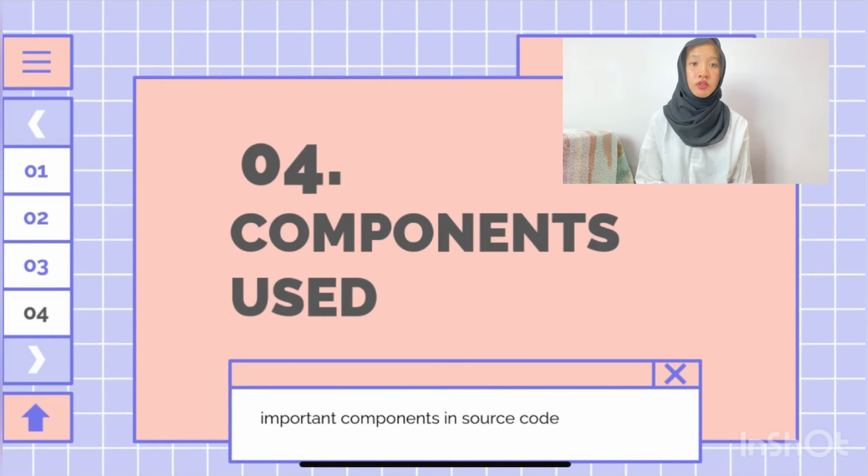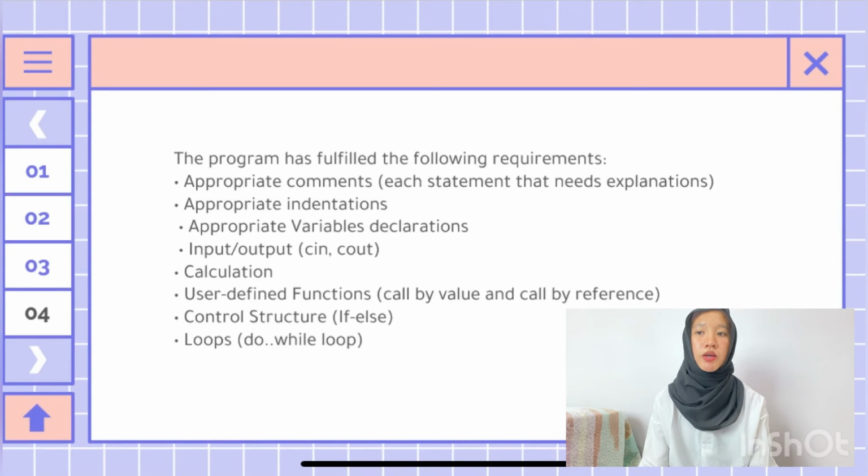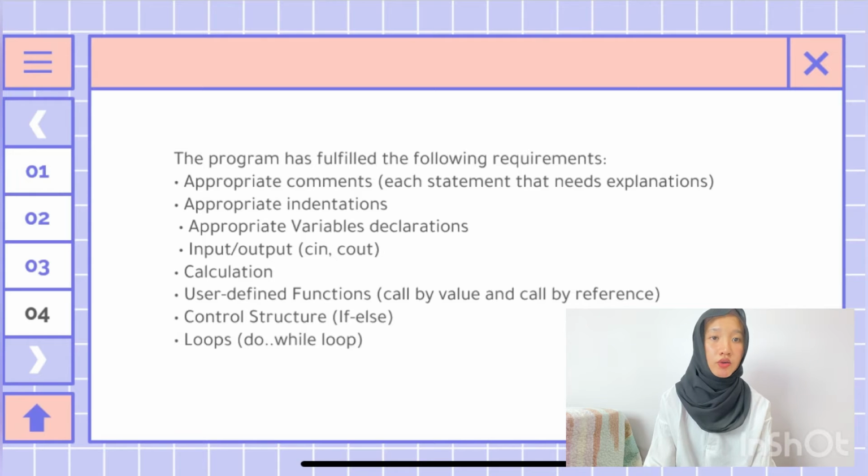Next is the components used. So these are the important components in my source code that I have used in my program. In my program, I have fulfilled a few requirements for this project, which is I have made the appropriate comments, appropriate indentations, appropriate variable declarations, and the input-output. In my program, there is also a calculation, user-defined function, control structure, and loop. The loop that I have used is a do-while loop.